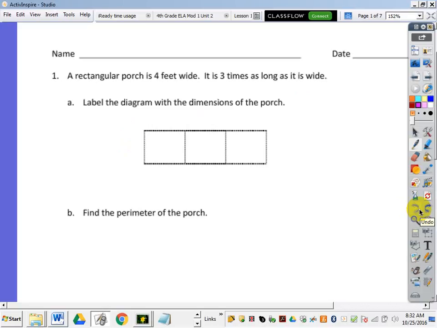Sorry. Label the diagram with the dimensions of the porch. So 3 times, there's 3. 1, 2, 3 times as long as it is wide. So if it's 4 feet, it's 3 feet. Oh, sorry, 4 times as long. So that's 4. Another 4 feet. And another 4 feet.